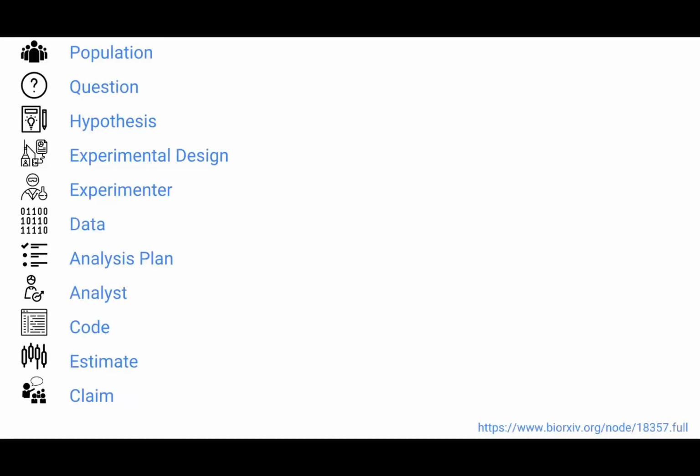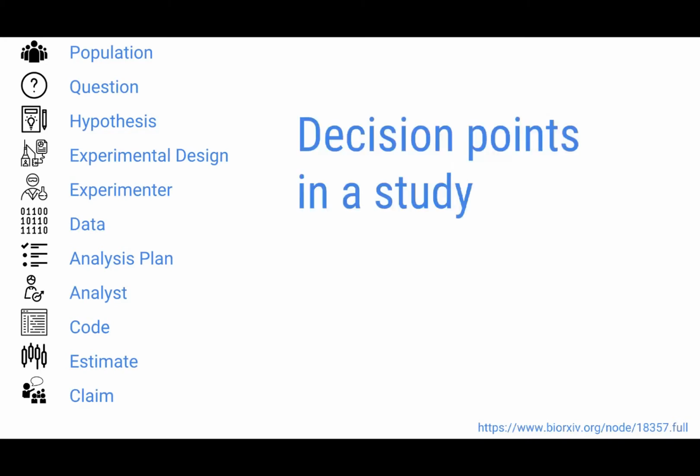So first, we need to understand what are the different parts of a scientific study. You start with a population that you might be studying. Then you might ask a question about that population and make it really concrete by focusing on a single hypothesis. You design an experiment to study that hypothesis, and somebody conducts that experiment. They collect data. Then they have a plan for how they analyze it. They hand that over to the analyst, who analyzes the data and produces code and estimates of the different parameters that you care about. And then finally, you make some claims based on the data, on the estimates that you've observed. So these are the different decision points in a particular scientific study.